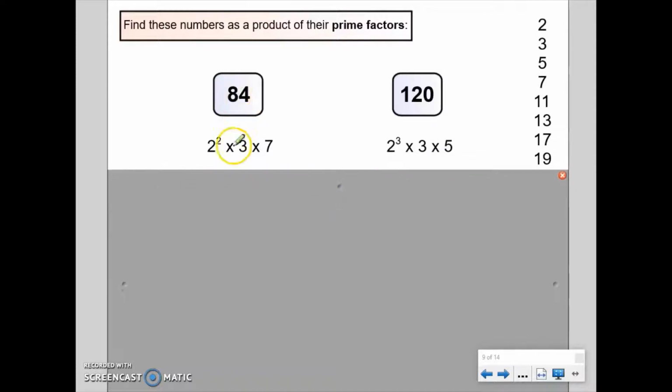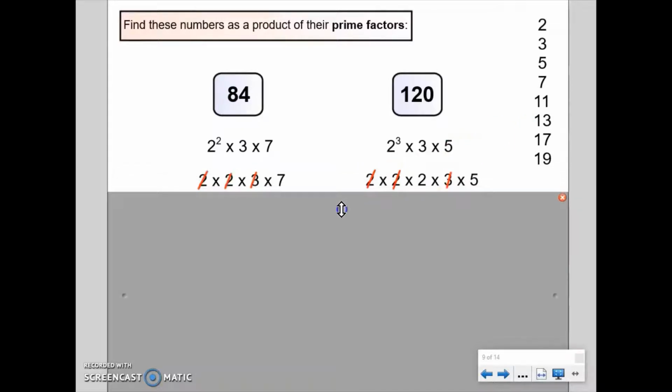You can see that 84 would be 2 squared times 3 times 7, and 120 would be 2 cubed times 3 times 5. I've just put a list of the first few prime numbers down the side just to jog your memory as we're talking through this process. Okay, so now I've got each of those numbers. How can I use those answers to find the highest common factor or the lowest common multiple? Okay, we're going to use a process of a Venn diagram to get those answers.